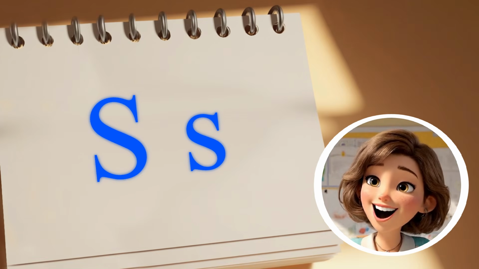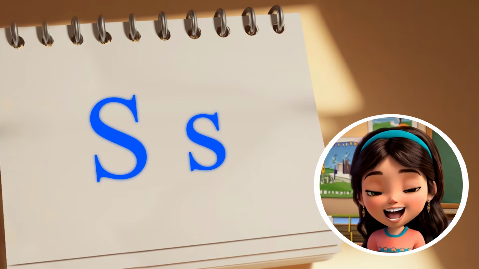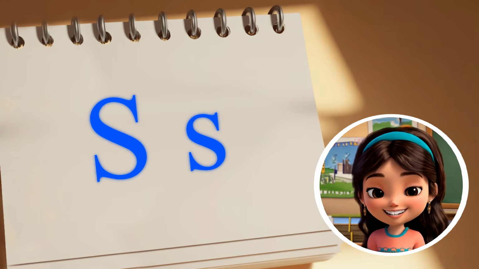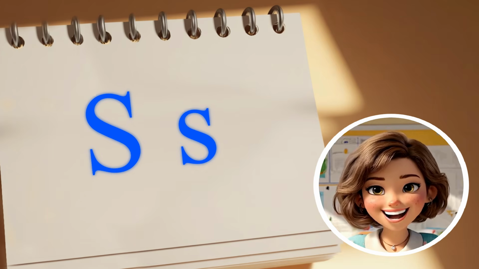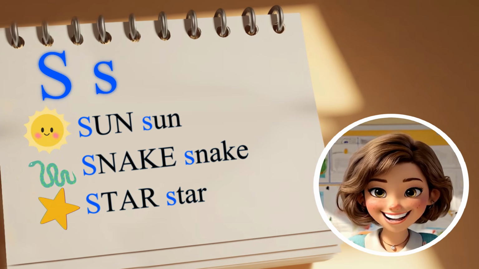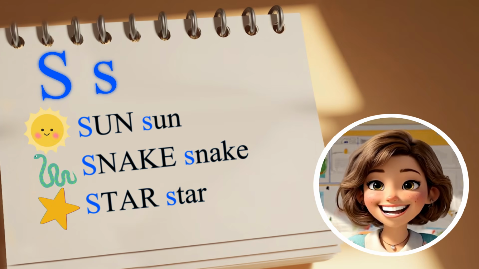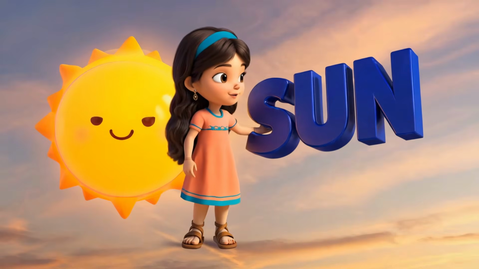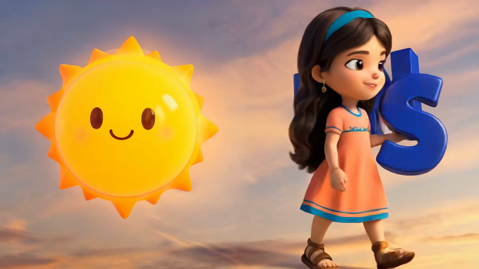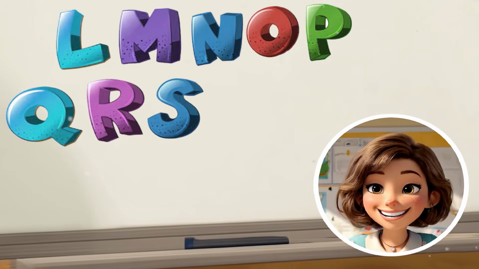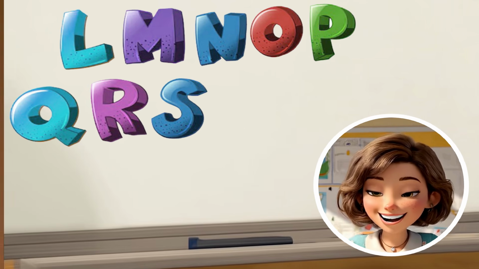Next up is the letter S. Oh, S. I think I've heard that sound a lot. What could it be? Good ear, Annie. You could look for the sun, a snake, or even a star. Look what I discovered. The sun. And here's the letter S. Superb, Annie. The alphabet is shining brighter and brighter.